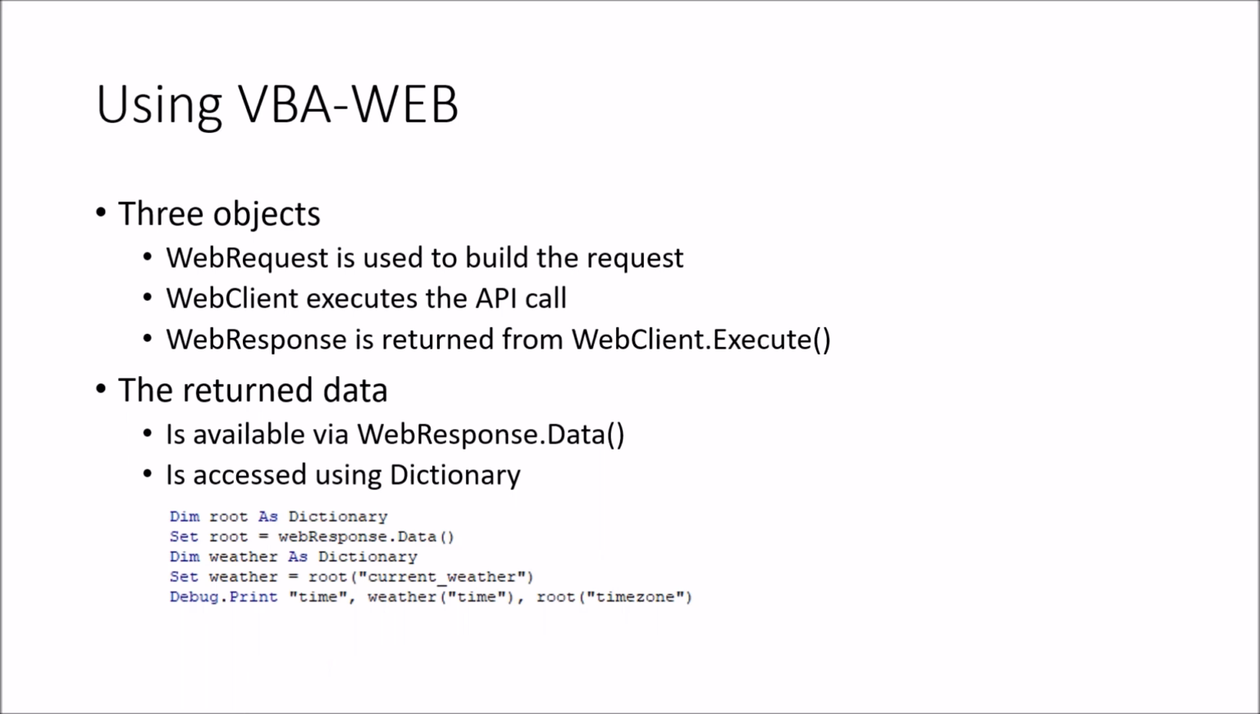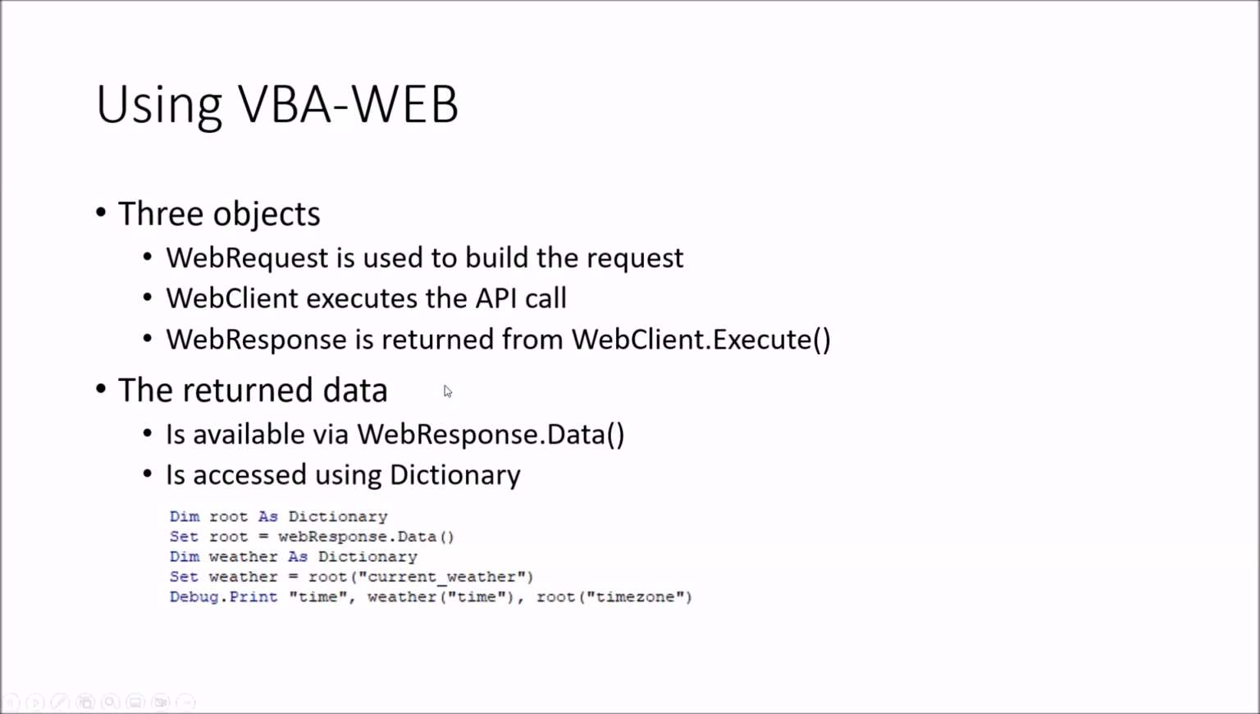It's relatively simple. And then the return data is available using web response dot data. And it's accessed, as we saw, using a dictionary. So you dimension a variable as dictionary, and then you set it to the response data.